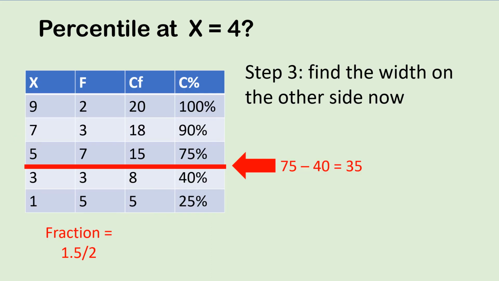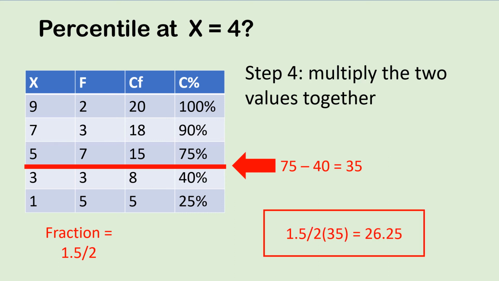Now we switch gears and move to the other side of the table. Here we have 75 and 40. We have to find the width of this interval now so we can calculate the difference. All we do is subtract 40 from 75 to get a value of 35. And now the next step is just to combine those two interval values to find the difference between them. So we take our fraction of 1.5 from this side and then multiply it by 35 on this side to get a value of 26.25.